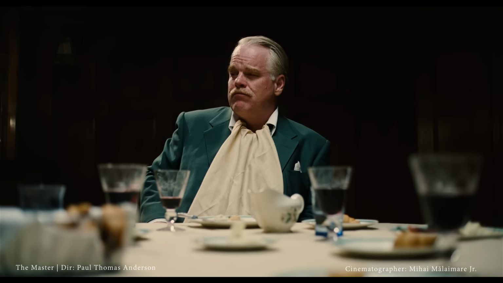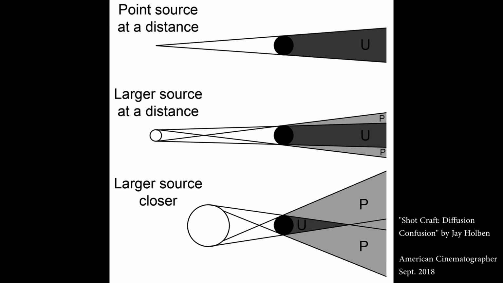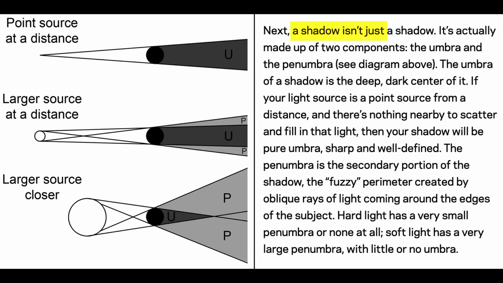This idea of a larger light source creating softer shadows is easily understood when looking at this diagram from the ASC article called Diffusion Confusion, which I'd highly recommend anyone read if you feel called to explore this concept further. This paragraph from the article summarizes it perfectly. A shadow isn't just a shadow, it's actually made up of two components, the umbra, which is the zone labeled as U on the diagram, and the penumbra, the zone labeled as P.